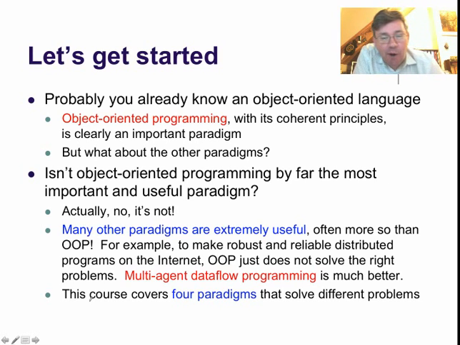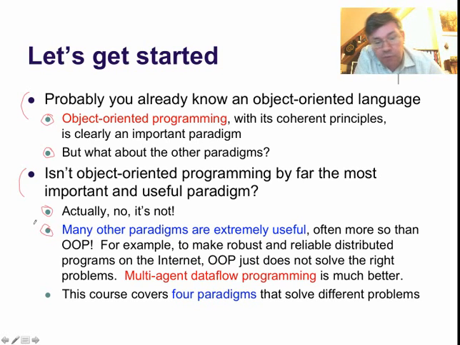Probably you already know an object-oriented language, because in fact, object-oriented programming, with its coherent principles, is clearly an important paradigm. It's very widely used in industry. So what can we say? What about the other paradigms? Isn't object-oriented programming by far the most important and useful paradigm? Actually, it's not. Completely not. Many other paradigms are extremely useful and often much more than object-oriented programming.